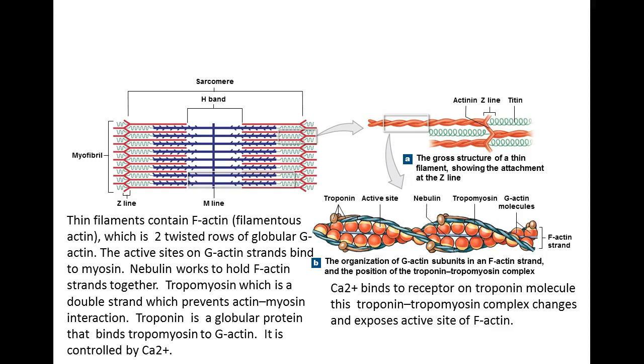What we have here is an artist rendition of a thin filament, and the thin filament is made up of filamentous actin, which is called F-actin, which is actually a twisted row of two globular G-actin. And when you think about the G-actin, this is where you have the active sites where the thick filament is going to be able to bond to the thin filament and actually pull it to make the contraction. So that doesn't happen all the time.